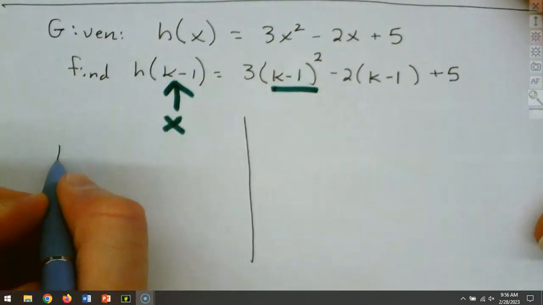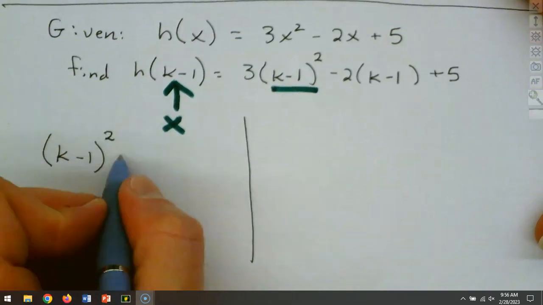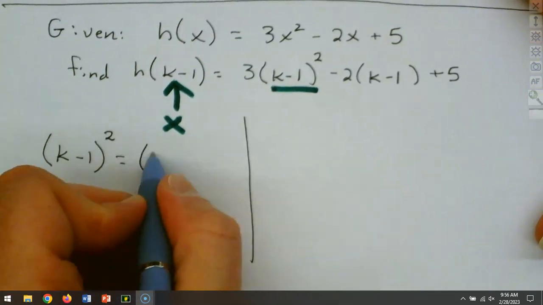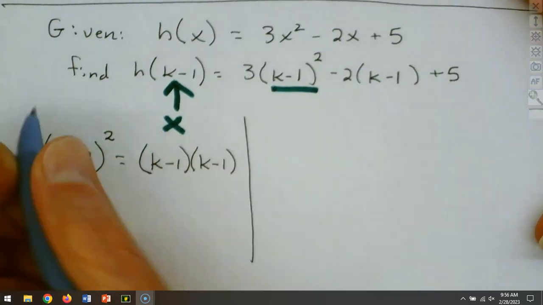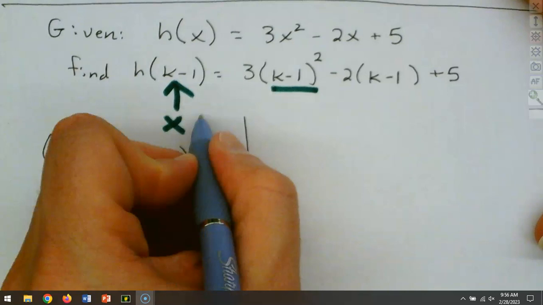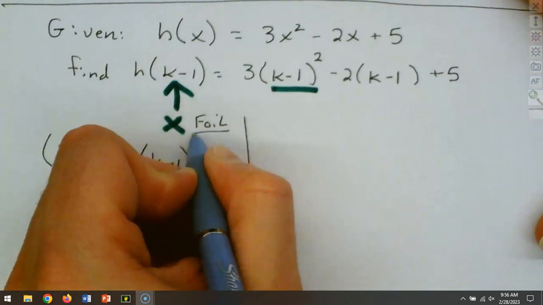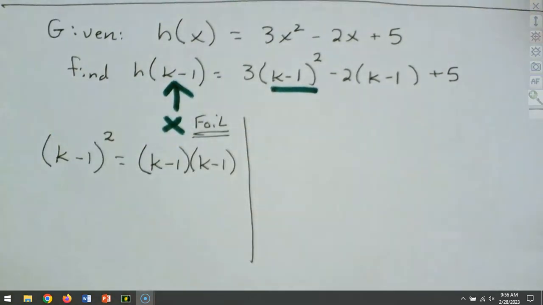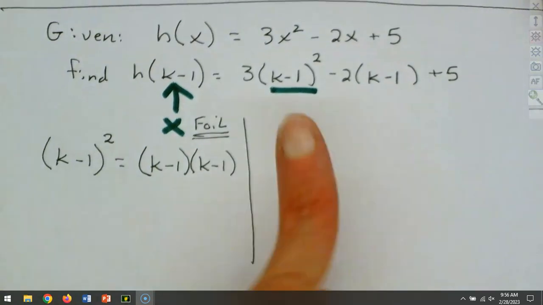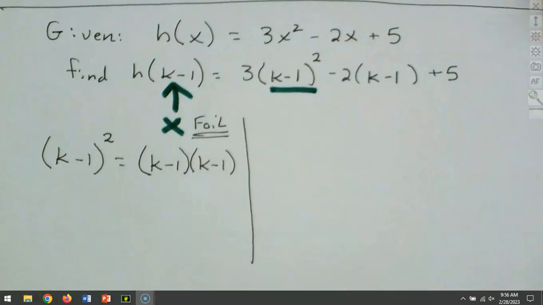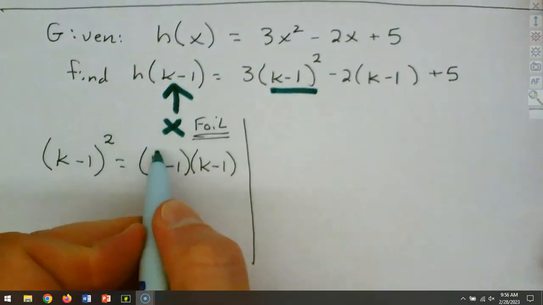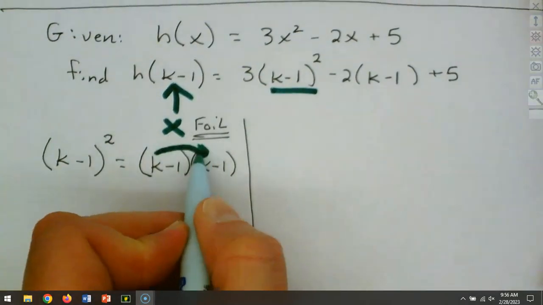So how would I handle k minus 1 quantity squared? Well, the way I handle that is I rewrite that as k minus 1, k minus 1, and you probably have heard of this before. We're going to FOIL. Okay, so we take that k minus 1 here. We're going to write it out twice because that's what it is, and we're going to FOIL. So how do we FOIL? We take the first times the first.